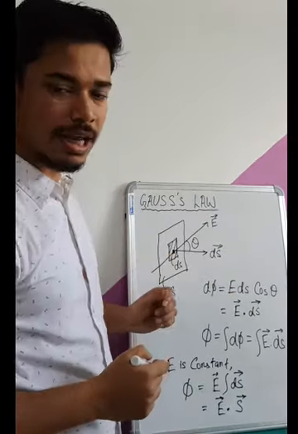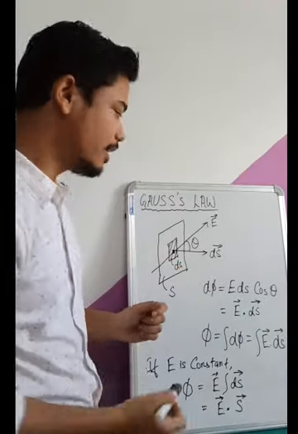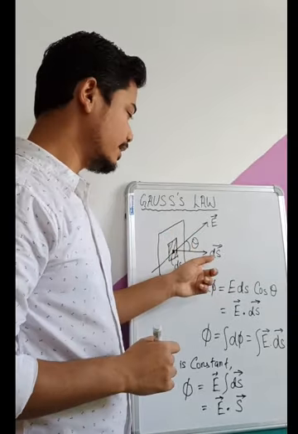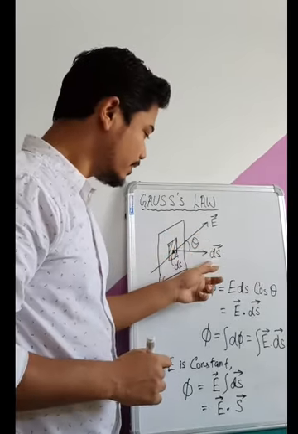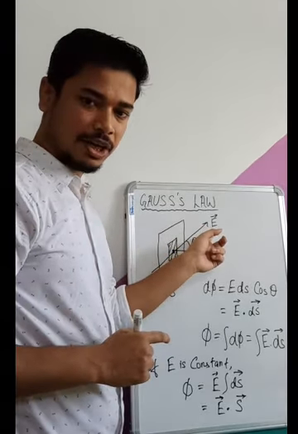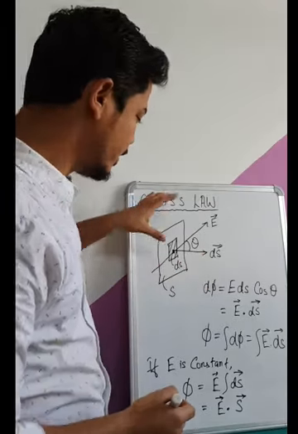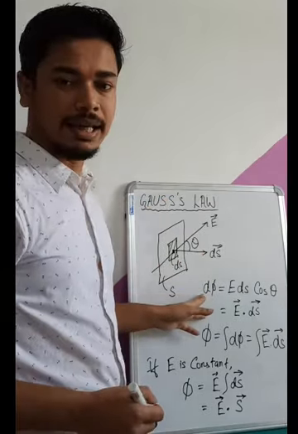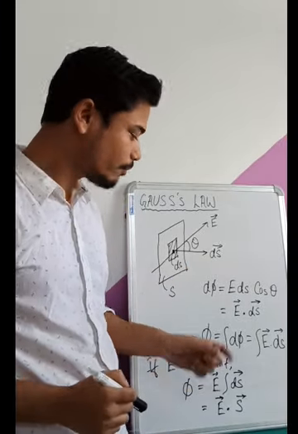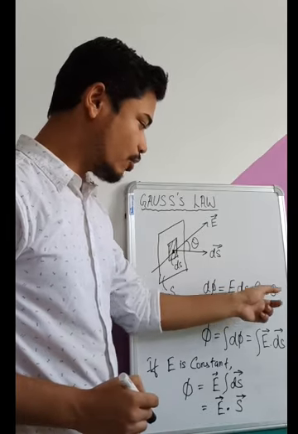Now, let's suppose the direction of the electric field is along this direction. What is the angle between the electric field direction and the area vector? It is considered to be theta. For this case, what would be the electric flux associated with this small area element? That will be nothing but E ds cos theta.